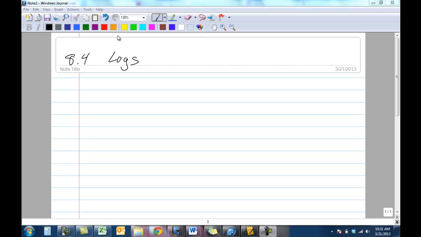All right, do not adjust your sets. There is nothing wrong with your internet. 8.4 is all about logs. That's an old song from the Ren and Stimpy show. It's better than bad. It's good.